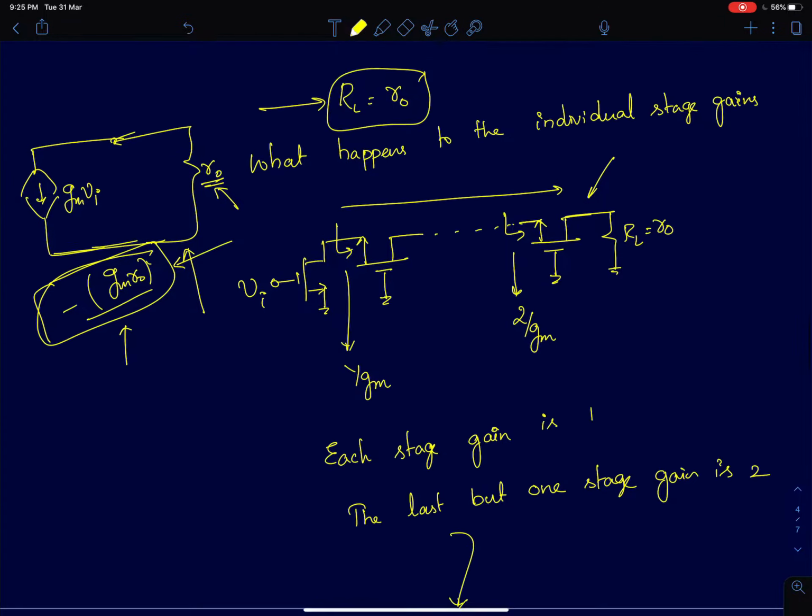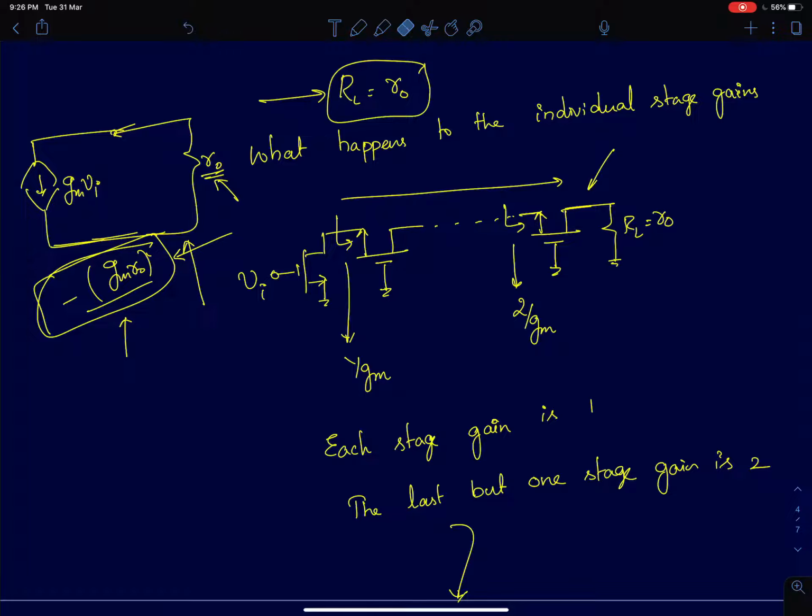Now to analyze that, what we need to do is first find the impedance at every node. First, I'll start from the last device. This is the nth device, as shown here. It's a common gate configuration, loaded with RL equal to R naught. If you are finding the input resistance for the common gate configuration, that's going to be 2 by gm. I'll just write the result.